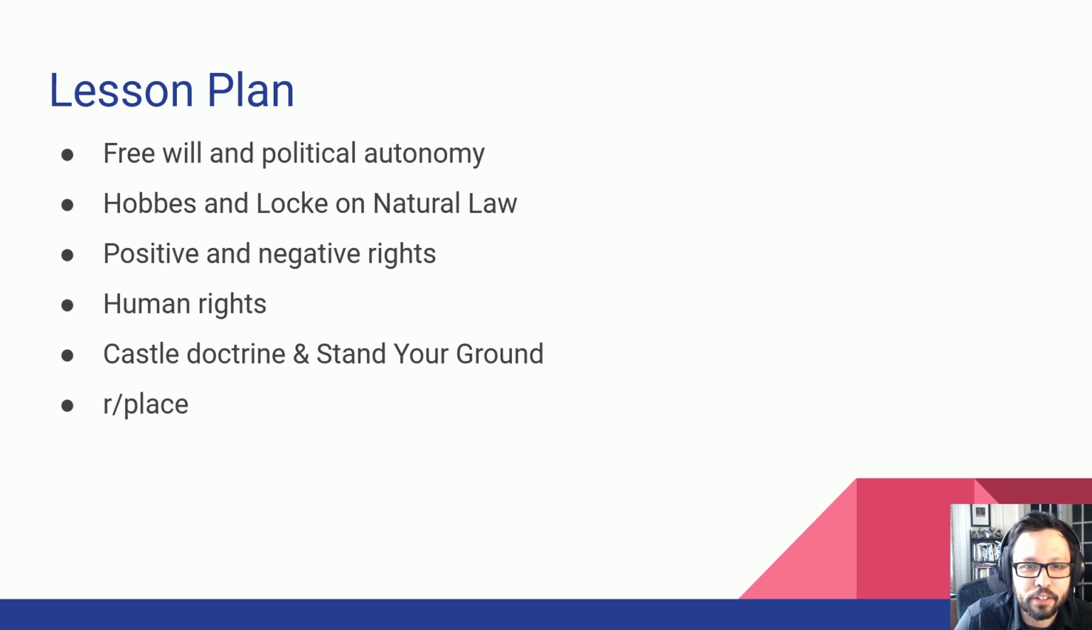So the plan for this video is to talk about free will and political autonomy, to talk a little bit more about Locke and Hobbes and the natural law tradition on freedom. This is not my area of expertise either, but it's probably important to lay this stuff down. We'll talk a little bit more about the contemporary notions of rights, human rights and the Universal Declaration of Human Rights at the UN. We'll talk about positive and negative rights and some rights theory. And this will all become important when we talk about the rights of robots later on in the semester.